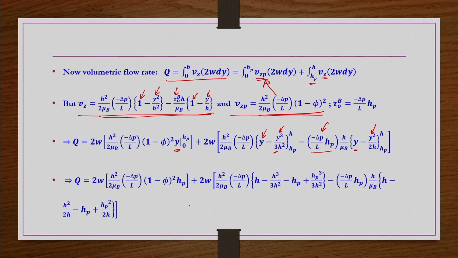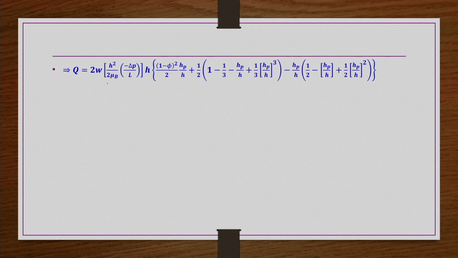Now we substitute these limits, so Hp we get here. Substituting the upper limit H, you get these two terms, and when you substitute the lower limit Hp, you get these two terms. And for the last term, substituting the upper limit you get H minus H square by 2H, and the lower limit Hp gives minus Hp plus Hp square by 2H. Now from all these terms, we take 2 w H square by 2 mu b times minus delta p by L H as a common factor. Then we get all these terms from the remaining 3 terms.